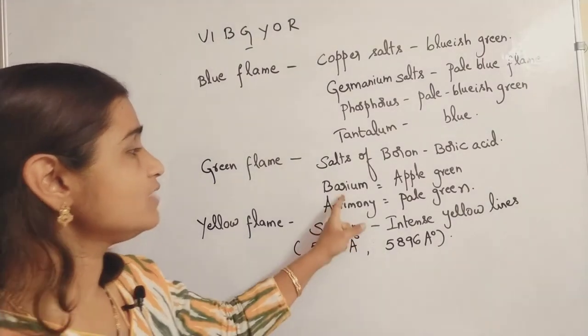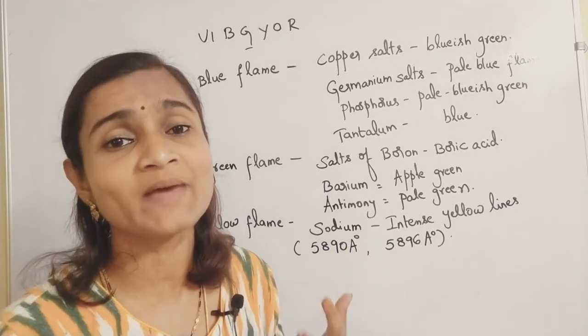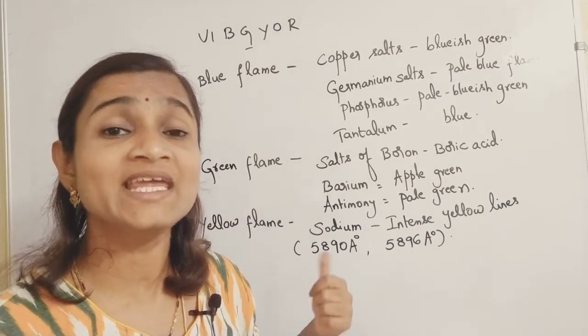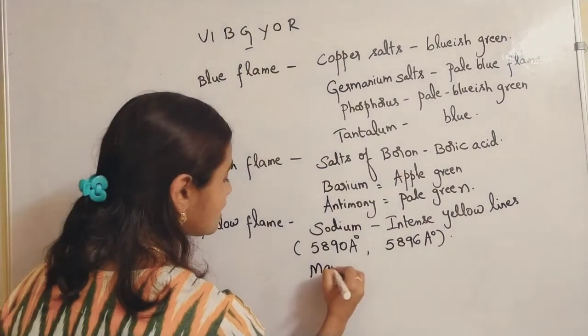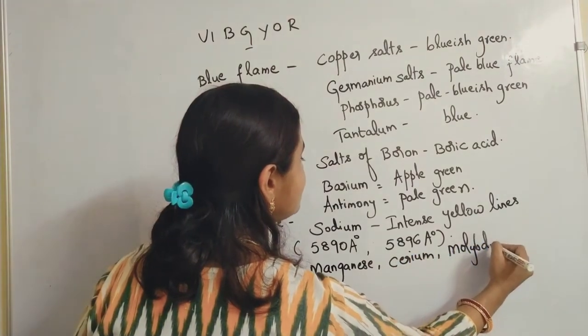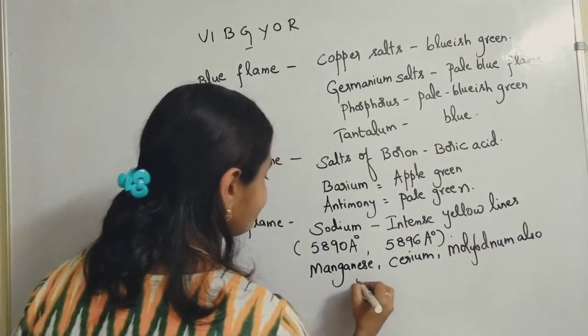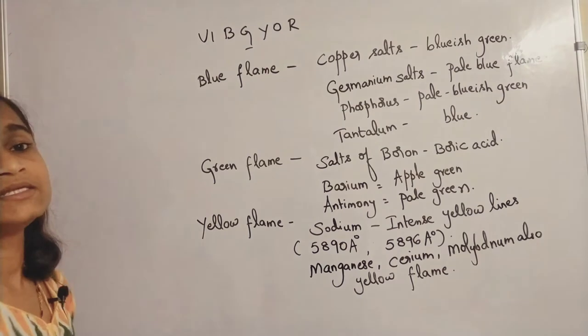Now sodium, these are all in what? Atomic state. When they are in atomic state, they give you this color of flame. When they are in atomic state, we are speaking about line spectrum. Line spectrum is obtained only when the substance heated is in atomic state. Please remember. Yellow flame is observed mainly by sodium. Other substances are manganese, cerium and molybdenum also, which give yellow lines only.